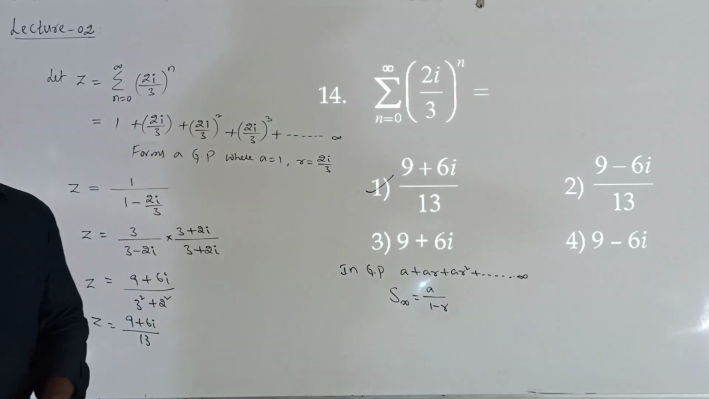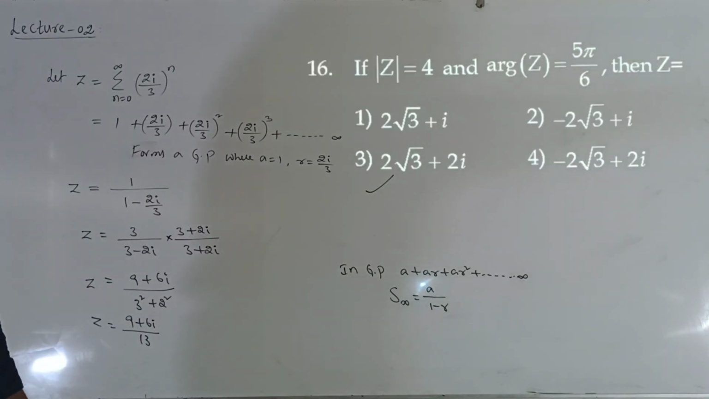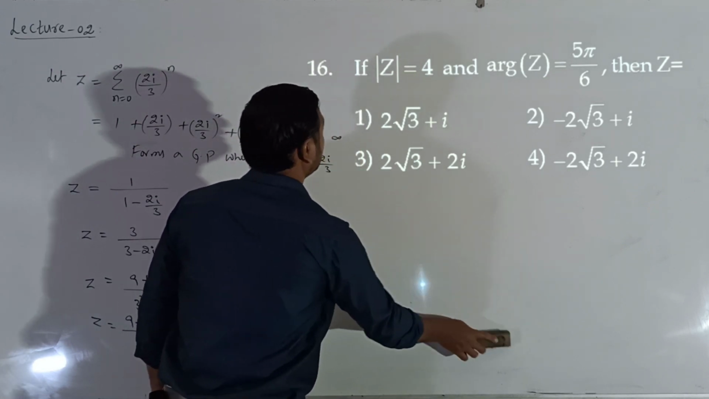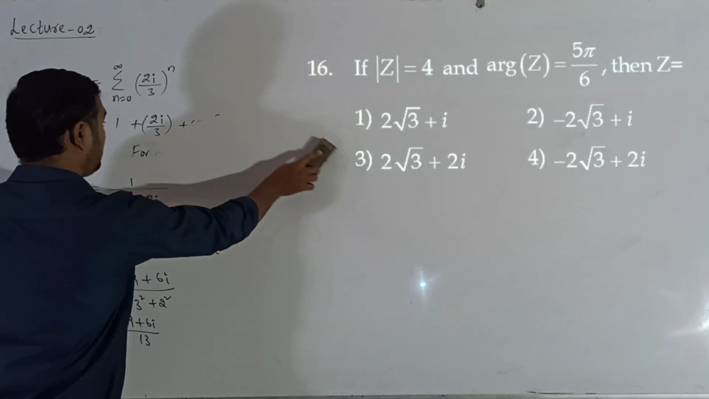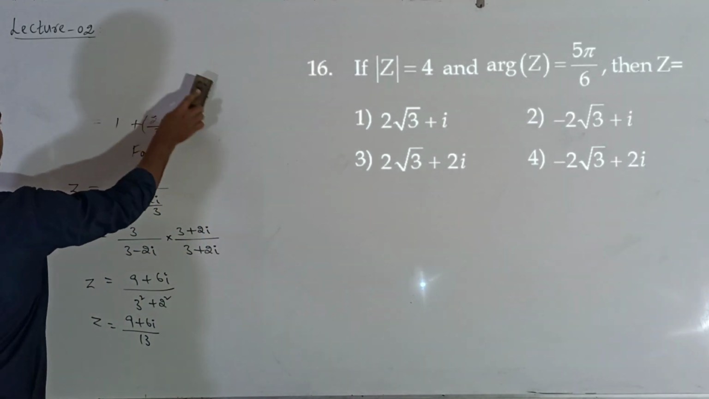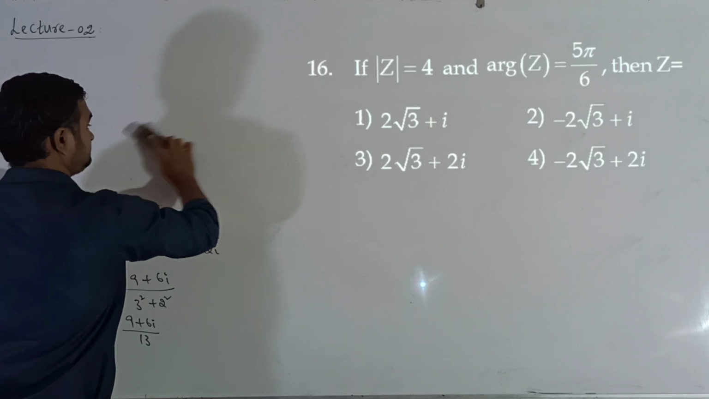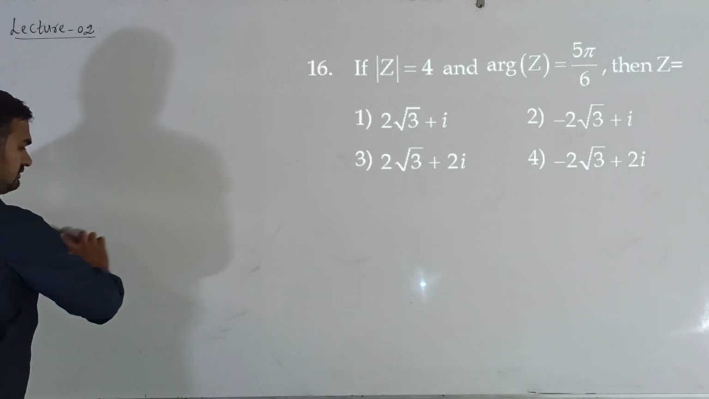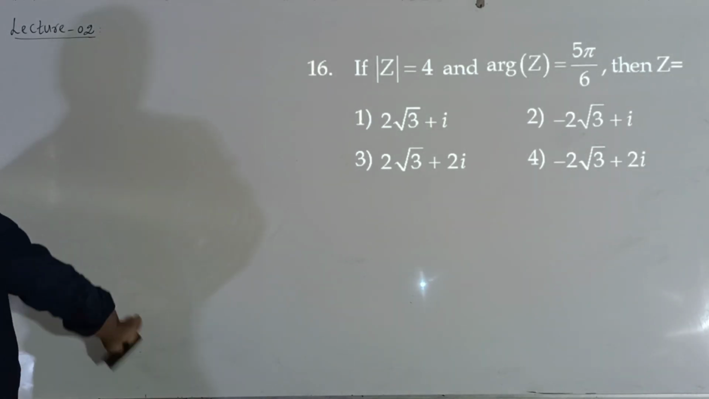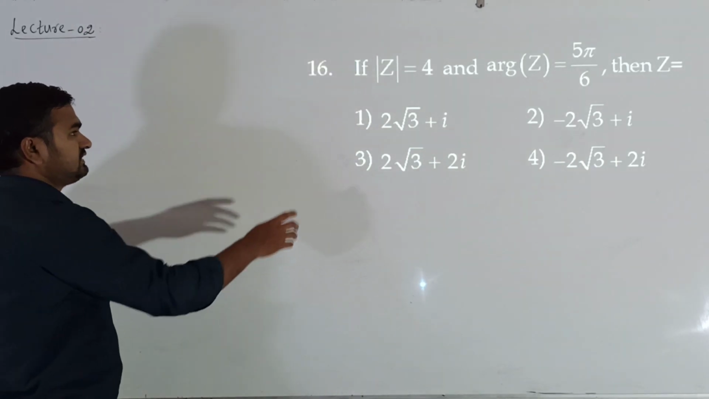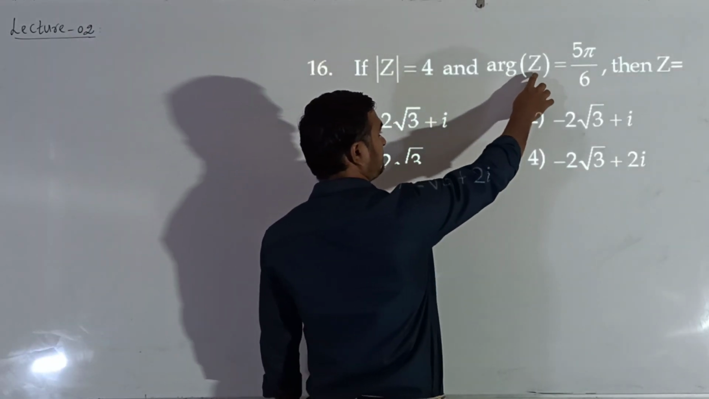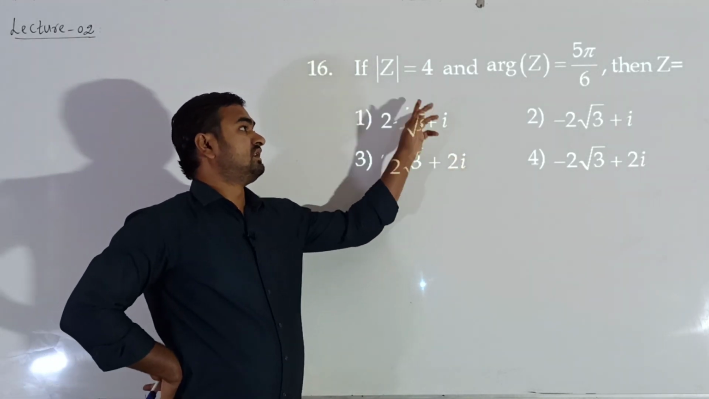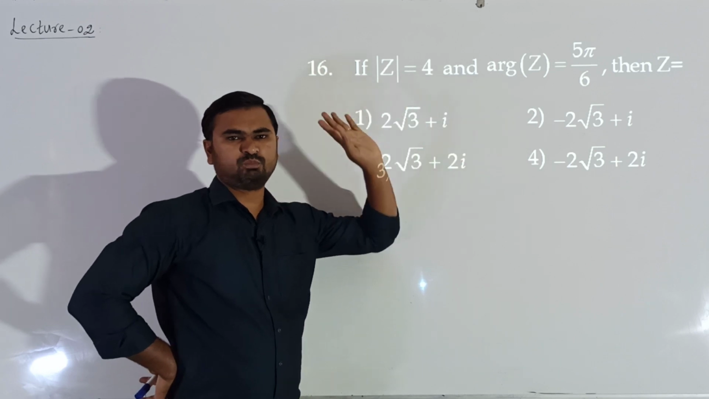Okay, next, see question number 16. Mod z is given and argument of z is given, then what is the complex number? So what formula can we use here? We need the complex number z. What they have given is the modulus of the complex number and the argument of the complex number. What is the relation between a complex number and its modulus and argument? That is the polar form.